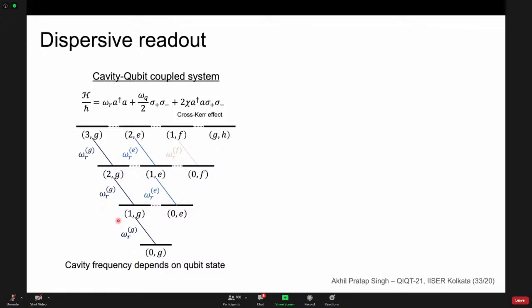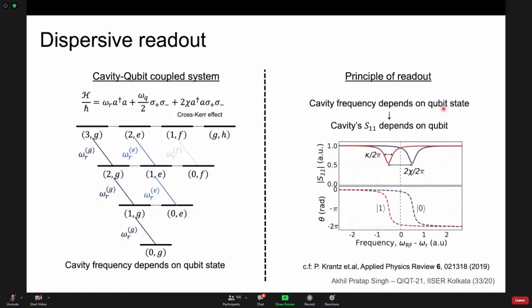And that is what we want to utilize, and that is the principle of readout. The cavity frequency depends on the qubit state. So we send a signal, it reflects back, and we get this spectrum. If it is in the 0 state, the frequency is this blue line, and if it is in the 1 state, the frequency is the red line. So without disturbing the qubit state itself, we can know the qubit state by measuring the frequency of the cavity.